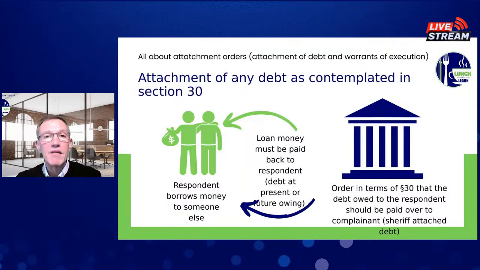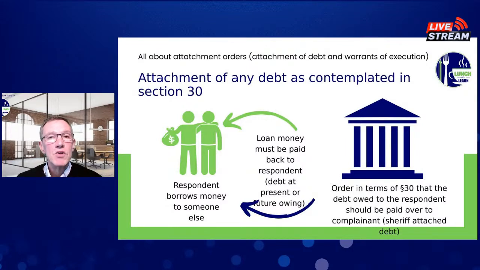Now that money, that 100,000 Rand, in terms of Section 30, the court may make an order that the debt that is due to the respondent not be paid over to the respondent, but be paid over to the complainant in order to satisfy the arrear maintenance. So what basically then happens is that the court would instruct this friend that has the money, the 100,000 Rand that he needs to pay back to the respondent, to tell him, do not give it back to the respondent.